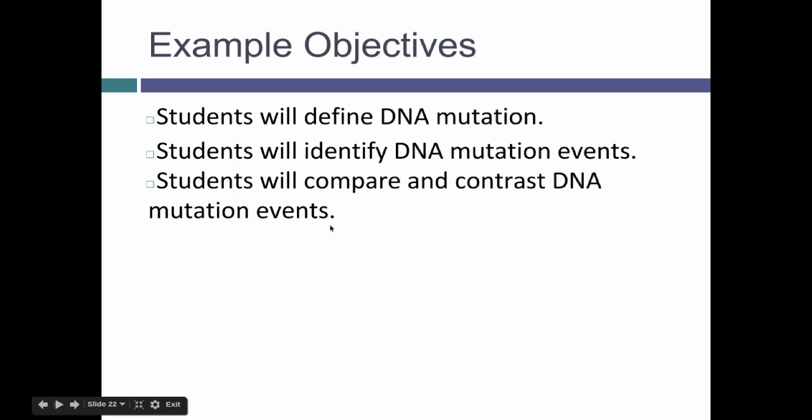Here are some examples. Students will define DNA mutation. That's clear and specific and is measurable. Students will identify DNA mutation events. Students will compare and contrast DNA mutation events. These could be in one lesson. I might have 3 objectives for you. We're going to define it, we're going to identify it, and we're going to compare and contrast it.